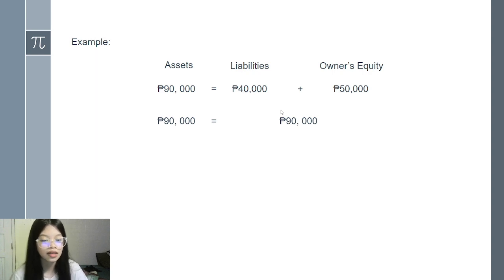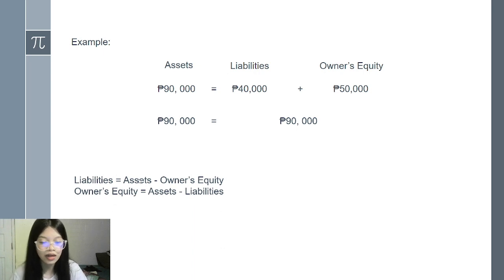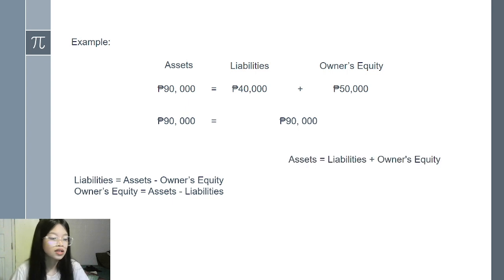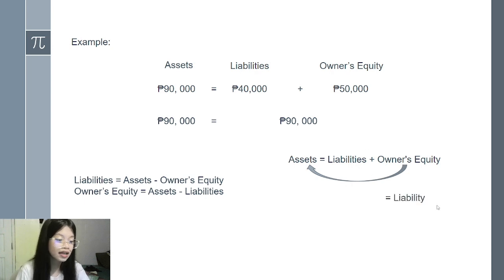Dapat palaging balance. Now, ituturo ko sa inyo ang dalawa pang equation aside to this equation. Ito ay ang liabilities equals assets minus owner's equity, and owner's equity equals assets minus liabilities. So, paano nangyari yon? Gagamitan lang natin to ng transposition of formula like algebra. So, itong owner's equity ay ililipat natin sa other side. So, from positive owner's equity ay magiging negative. And ang matitira dito sa right side ay ang liability. And dito sa left side ay ang assets minus owner's equity.